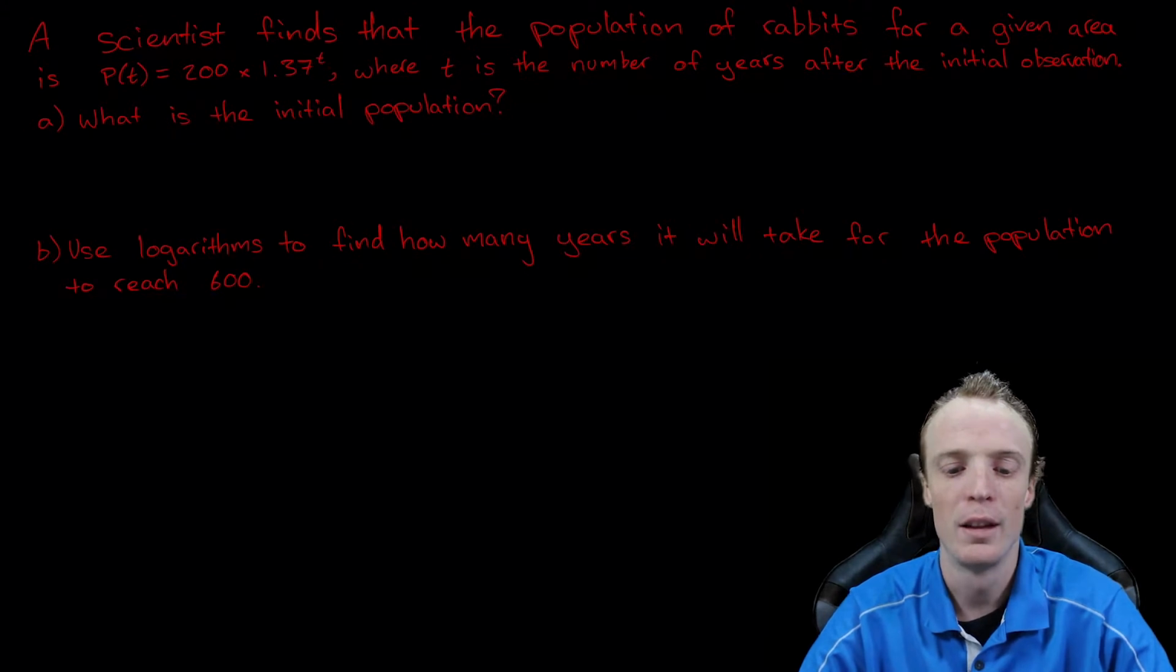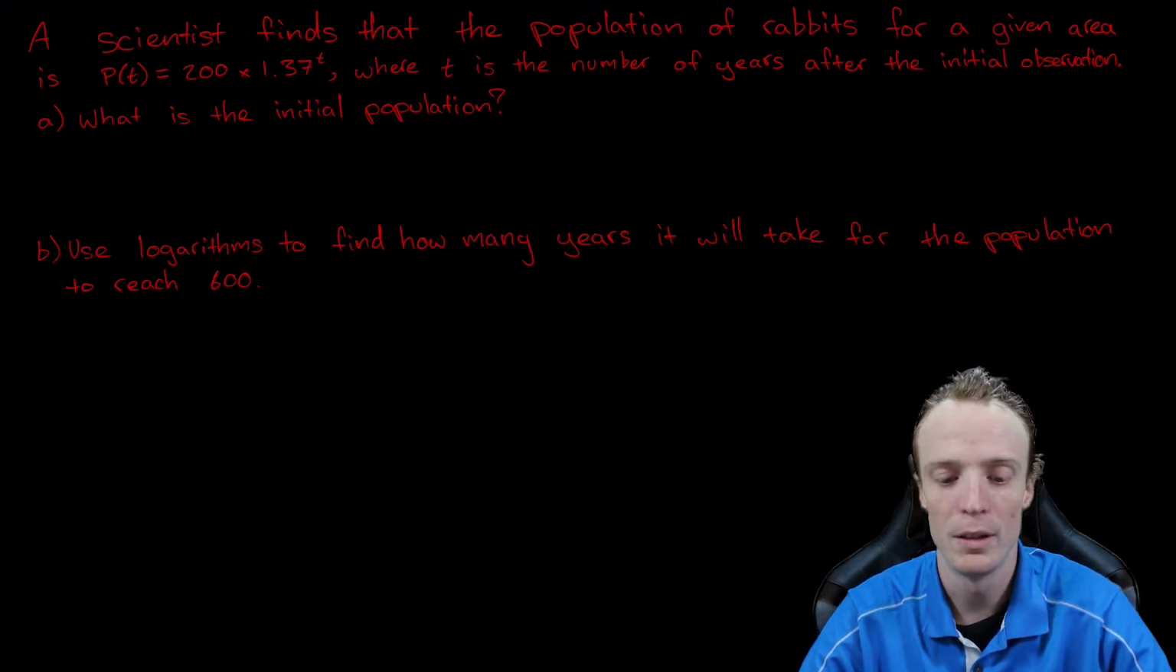So let's take a look at solving an exponential growth problem where we have to use logarithms. The question here we've got is a scientist finds that the population of rabbits for a given area is represented by the function P(t) = 200 × 1.37^t, where t is the number of years after the initial observation. The first thing it wants us to do is to find the initial population.